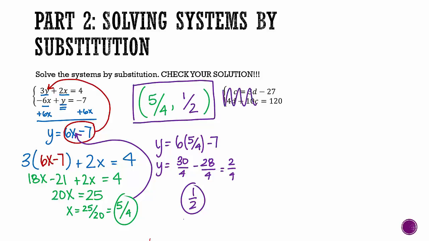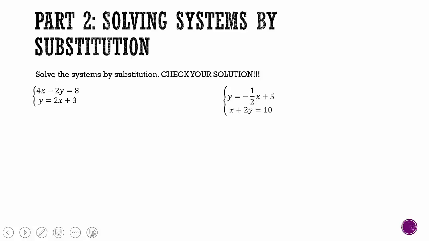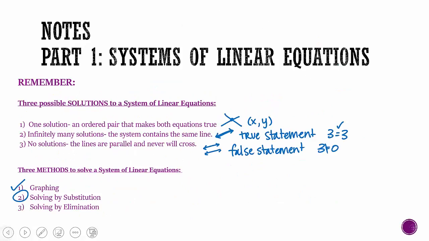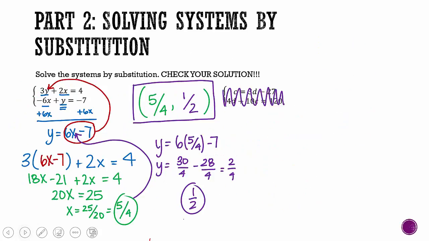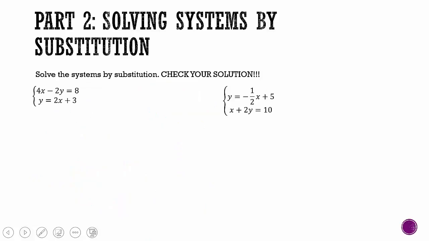Let's skip this one. Totally cross it off. I'll never make you go back and do that one. And let's look at some of the weird ones. So remember, we talked about in the beginning, you can get one solution and you get an ordered pair. Those are the ones we've been doing. Now, the next two we're going to do are either going to have infinitely many solutions or no solutions. So let's see how those look a little different.